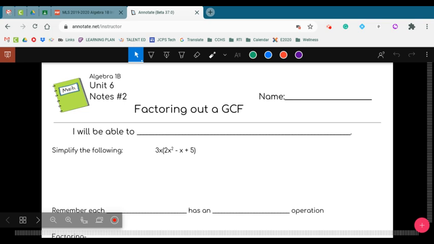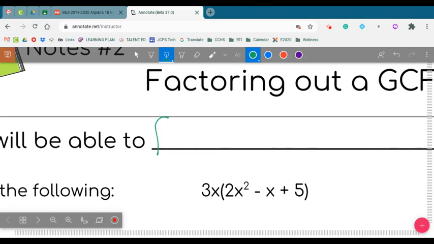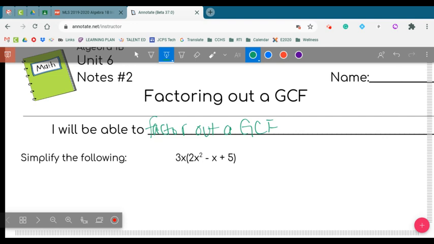Okay, today we're going to do our Unit 6 notes number 2, it's called Factoring Out a GCF, or a Greatest Common Factor. So this we should be familiar with. It's also going to be like the inverse of division of our polynomials, so kind of what we just did. So by the end of the day, you will be able to factor out a GCF. And we'll also be able to check our work to make sure we factored out the right GCF.